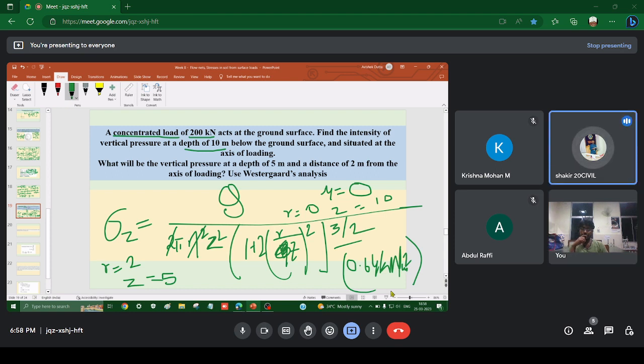Sir, 1 point. Yes, 1 point, how much? Hello? Sir, 1.21. No, 1.68 I'm getting. 2 divided by 5 whole square into 2 plus 1 into the power 1.5.